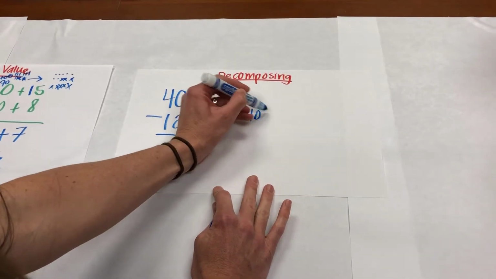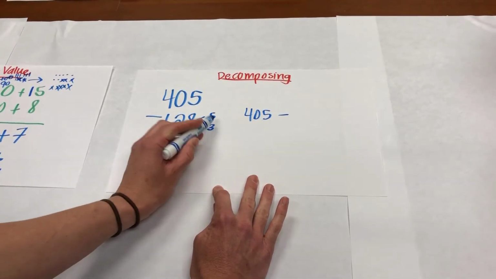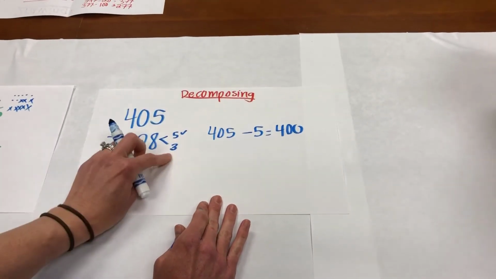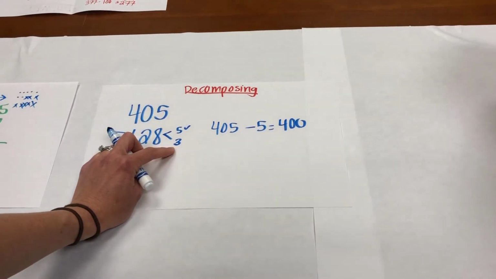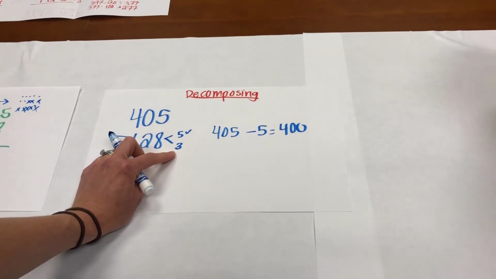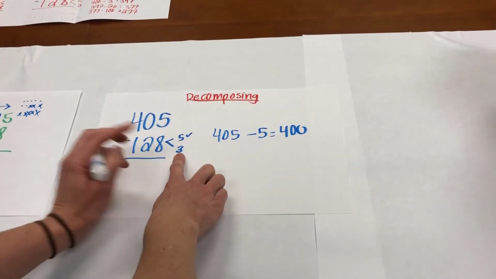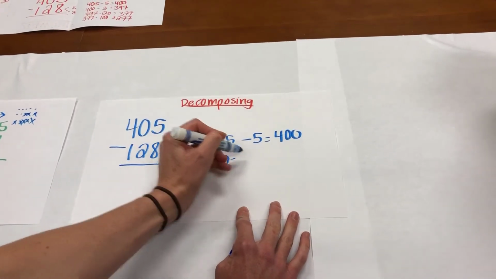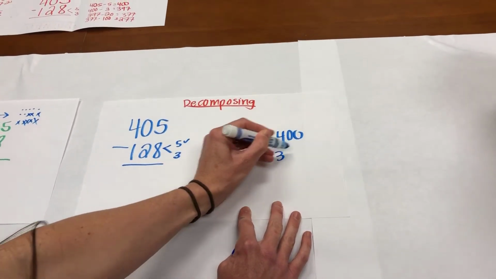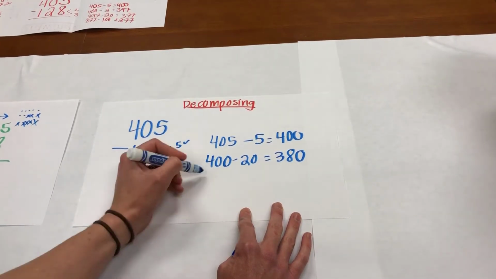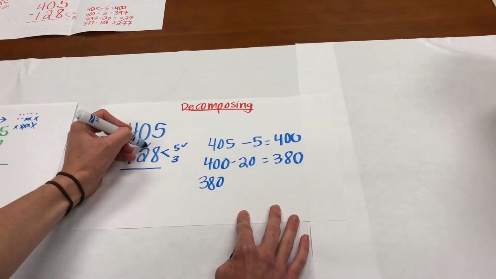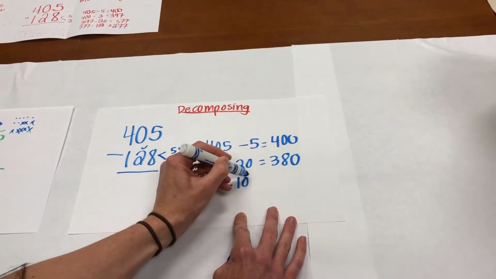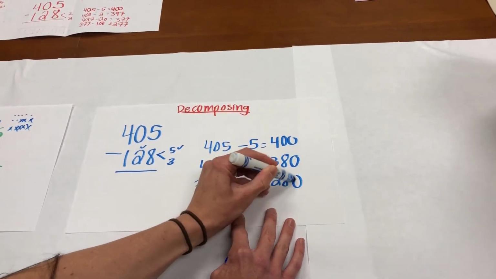If I start with 405, I know that it's easy to take away the 5 first. So this gets me to 400. Then I could choose to take the 3 away right now, or I can choose to take the 3 away later. I'm going to take the 3 away later. I'm going to take the 20 next. So I can have 400, take away my 20. I know that I have 380 left. I know that I need to take 100 away, which gets me to 280.